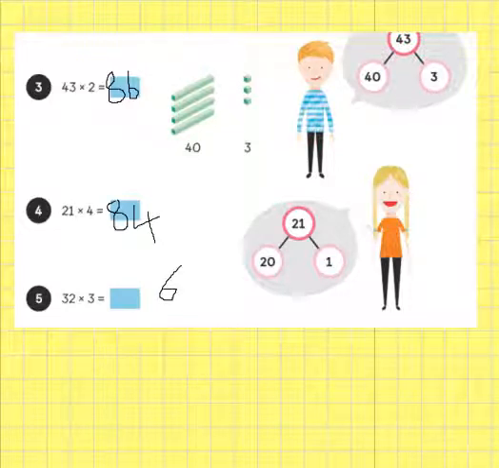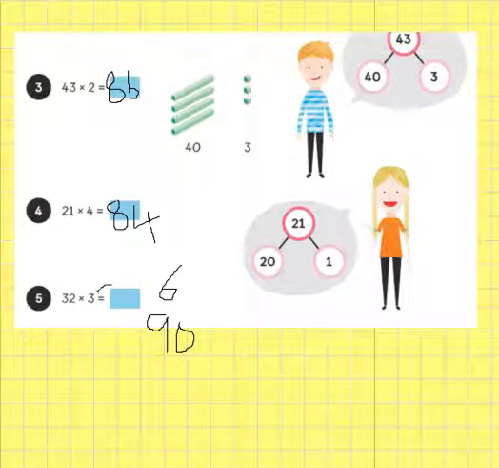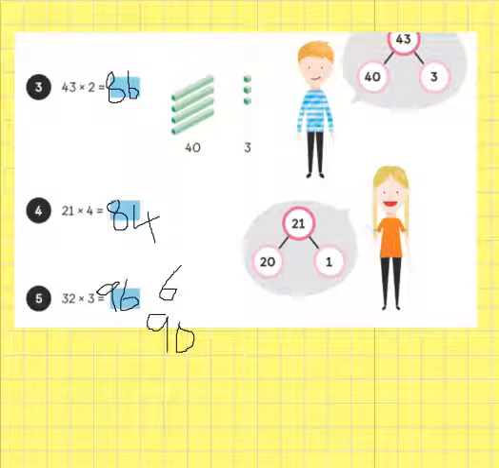30 times 3, I don't know my 30 times table off by heart, or my 3 times table up to 30, so I'm going to say 3 times 3, which gives me 9, and 30 is 10 times as big, so it must be 90. So I'm going to add these two numbers together, 90 and 6, so the answer is 96. So hopefully that method has helped you in order to be able to answer these 2-digit by 1-digit multiplications.